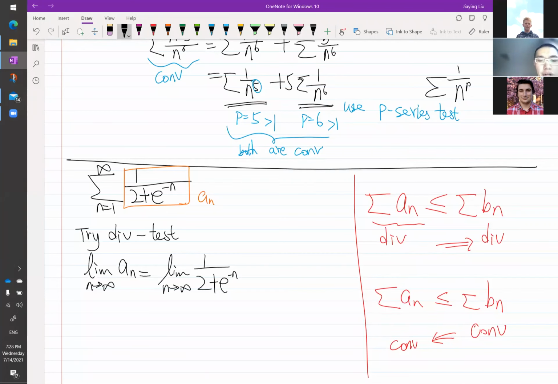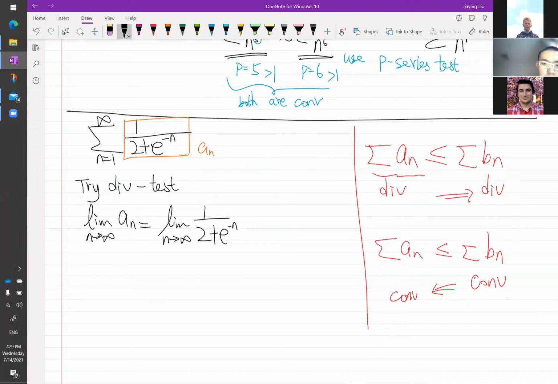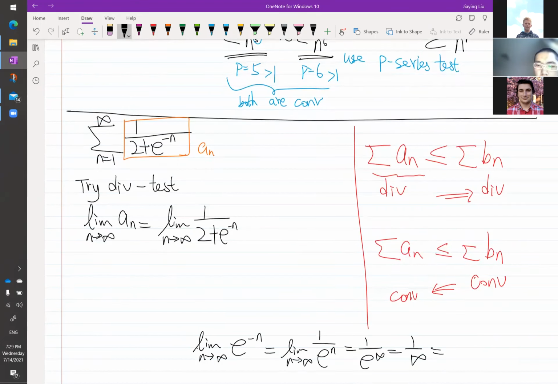And as n goes to infinity, just on a side note, note the limit as n goes to infinity of e to the minus n is the limit as n goes to infinity of 1 over e to the n. If n goes to infinity, e to the n goes to infinity. That goes to 0, right? So as n goes to infinity, this part will approach 0, and the overall value when we take the limit is approaching 1/2.